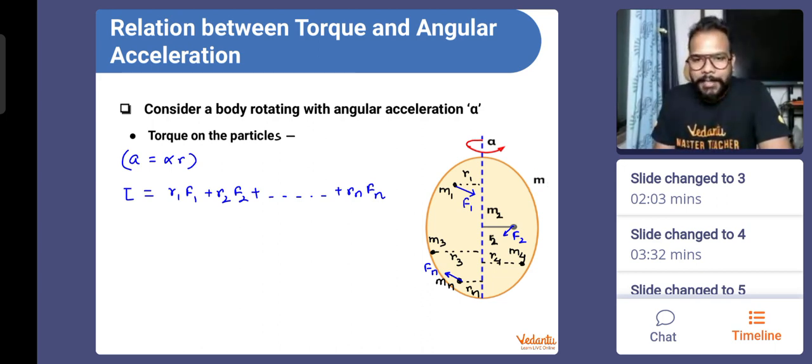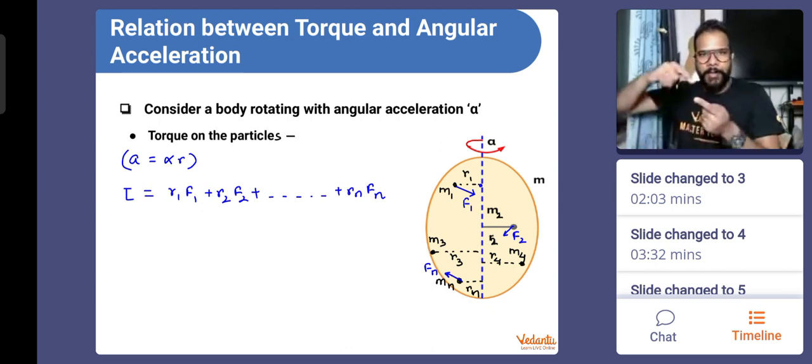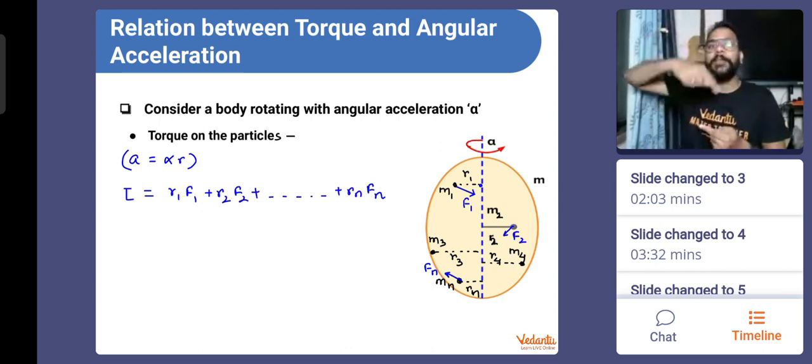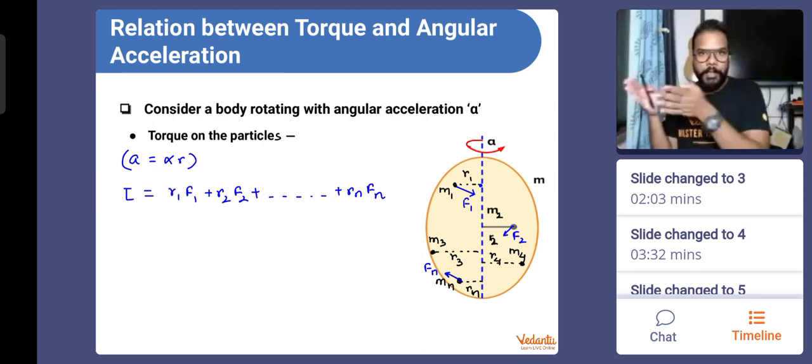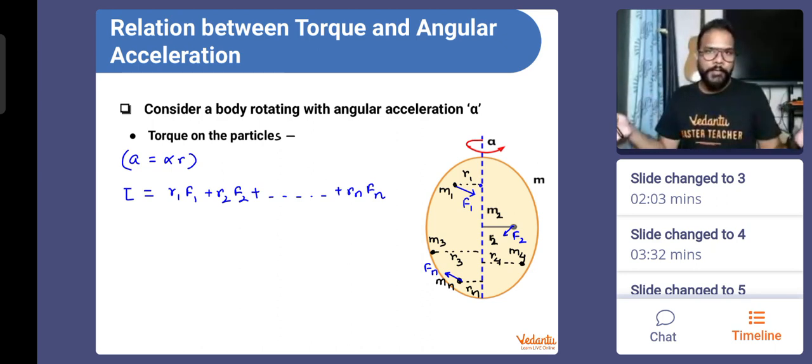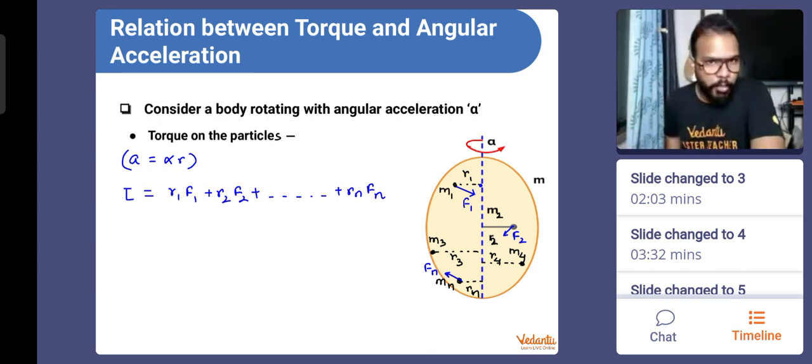So when this body rotates, different particles, m1, which is at a distance r1 from the axis of rotation, will move in different circles, right? When the door rotates, the handle of the door moves in a circle of radius r, but the midpoint of the door rotates in a circle of radius r by 2, like that. So different particles of the body perform their own circular motion, and they have different radii also. As per the diagram, m1 particle is at a distance r1 from the axis of rotation.